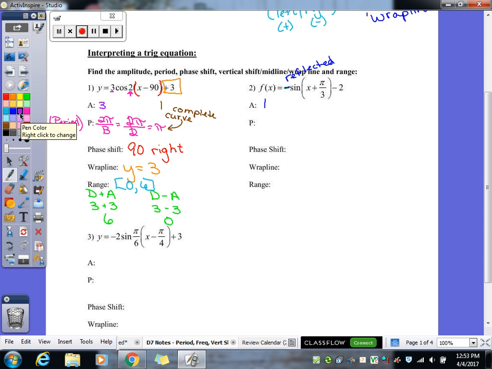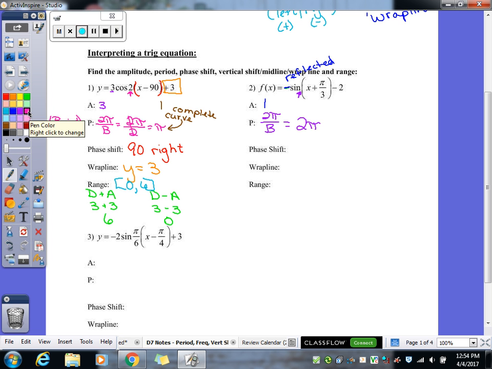Our period, again, that would be 2 pi over our b value. B is in front of the parentheses right there. So what number is there that we don't actually write? 1. So our b is just a 1. So our period is just 2 pi. So from 0 to 2 pi, you would get 1 complete sine curve.